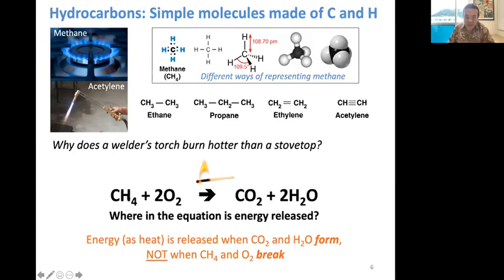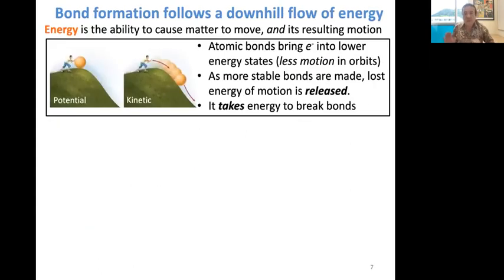And when that happens, the electrons have an opportunity to see that there are better arrangements for them to reform, and then the energy is released. So bond formation then is a downhill flow of energy. What is energy? Energy is the ability to cause matter, right? Atoms are the basis of matter, to move. And also the resulting movement of matter is in itself a form of energy.